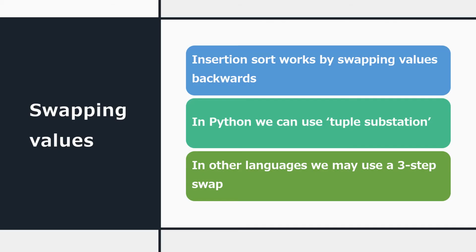There's another way that we can change the insertion sort. Every sort, insertion sort and all sorts, work by swapping values. In the insertion sort, the values are swapped backwards. In Python, in the program that you've just written, we can do tuple substitution, which is a simple one-line swap command. In other languages, we may need to use that three-step swap using a temporary variable, which we saw earlier.